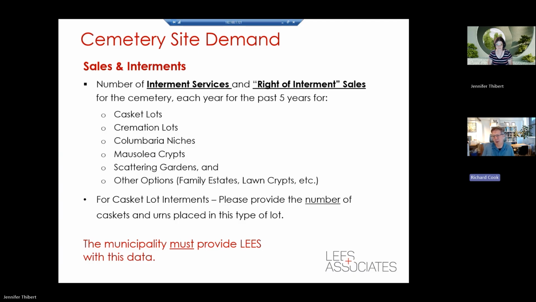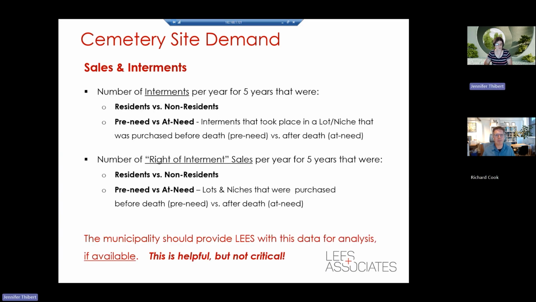With the more accurate, more comprehensive data, it gives confidence in the projections. Exactly. So as I just hinted at, aside from knowing the number of interments and sales that are happening by casket lot, cremation lot, niche, and so forth, if we can have a further breakdown of your interment data by resident and non-resident, and those interments that took place in a lot or niche that was pre-need purchased versus at need, that would be fabulous.